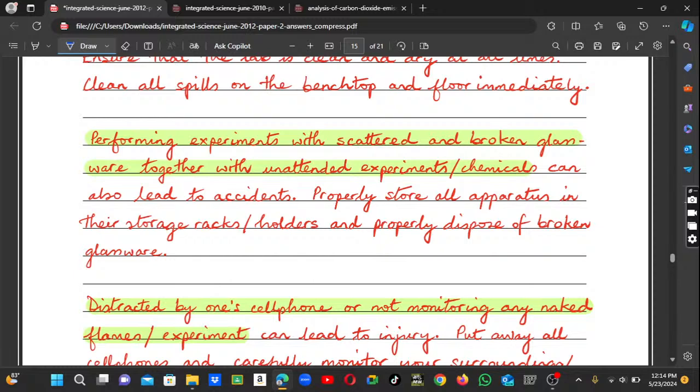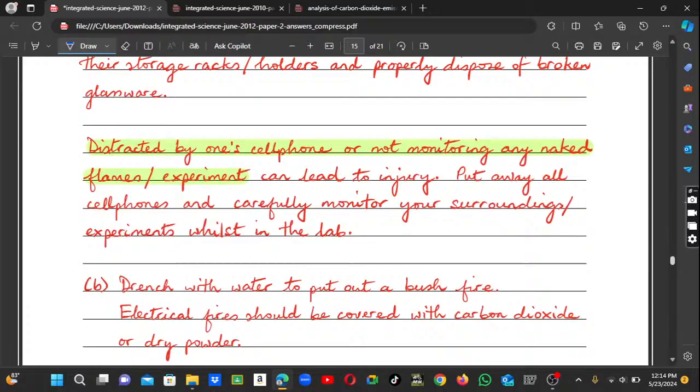We have seen that apparatus should be properly stored. So the apparatus should be stored in racks or holders, and broken glassware should be properly disposed of. Alright, another one: we are seeing that the girl was distracted by the cell phone and was not monitoring the naked flames. This experiment can lead to injury. Put away all cell phones carefully. Monitor your surroundings while experimenting in the lab.